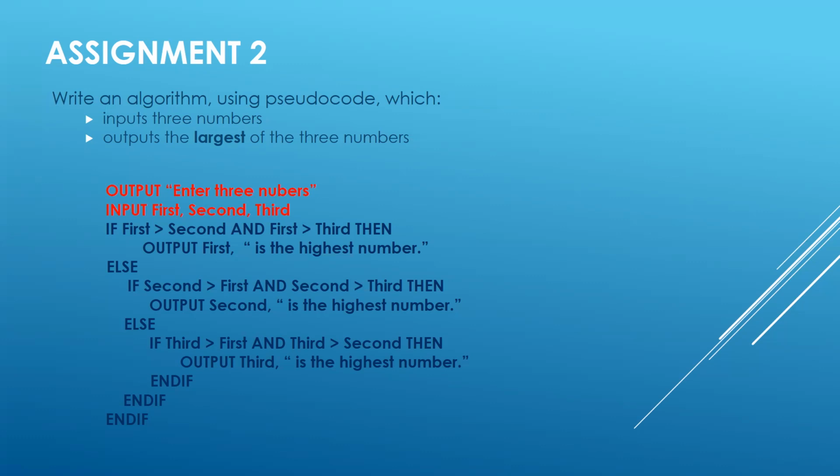Else, and then we have another if in another line. Please be careful. It's not else if together; after else, we are moving on to the next line, and now we are checking the value of second. If second is greater than first and second is greater than third, it means that whichever input was given as the second input, if it's greater than the first value and greater than the third value, then output second is the highest number. Else, now we are going with another if: third is greater than first and third is greater than second, then output third is the highest number.